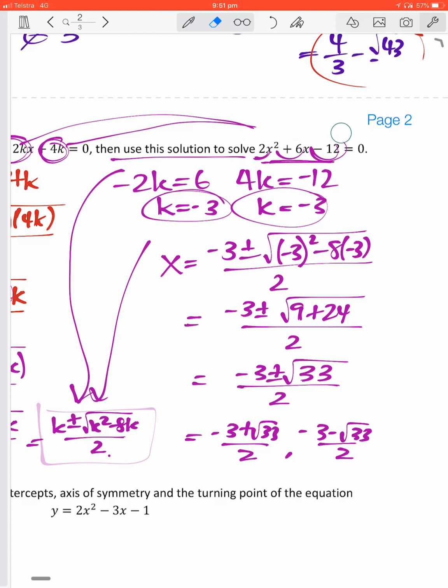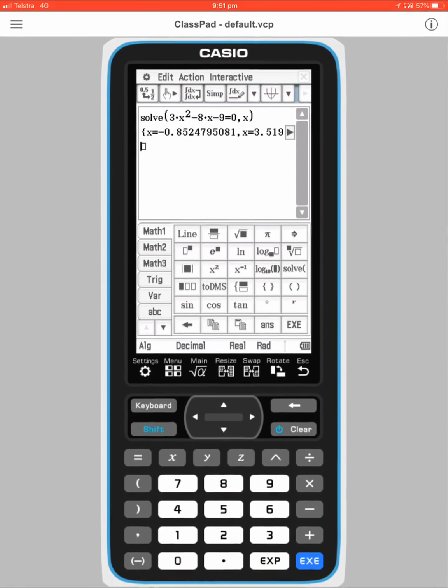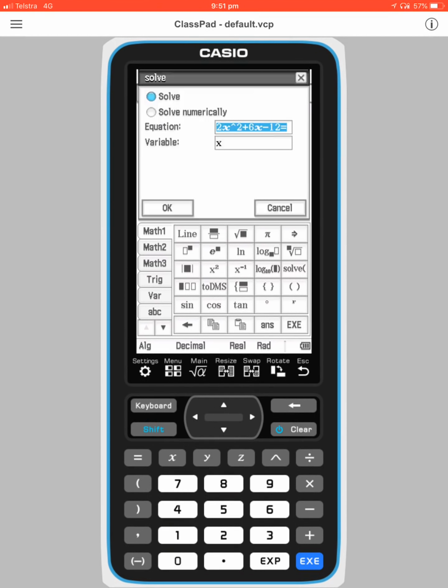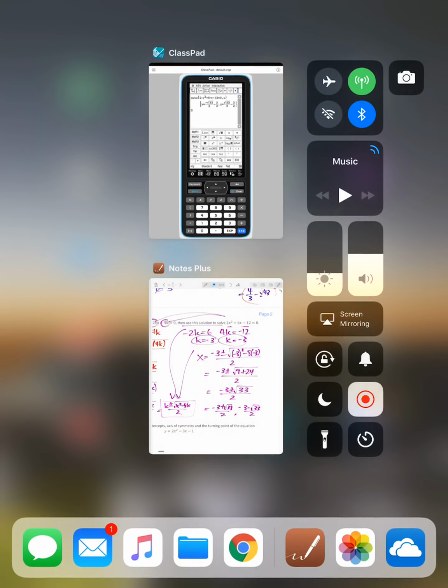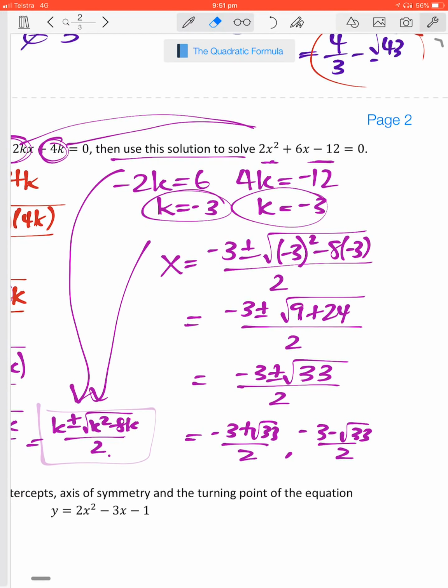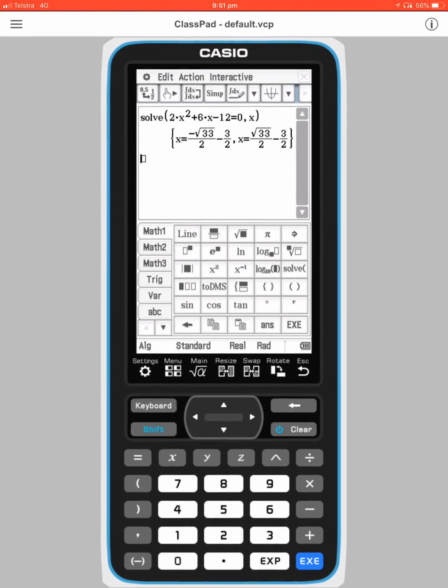We can check it. We can go into here, 2x squared plus 6x minus 12 equals 0. Highlight interactive advanced solve. And that gives us our decimals. So I get -3 on 2 plus root 33 on 2, and -3 on 2 minus root 33 on 2.